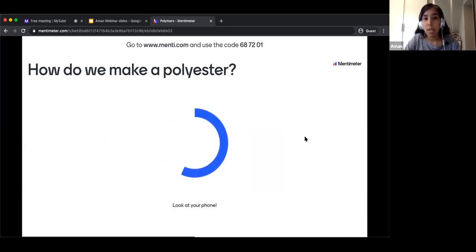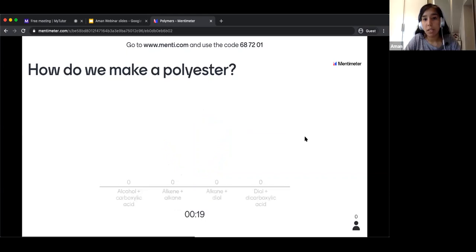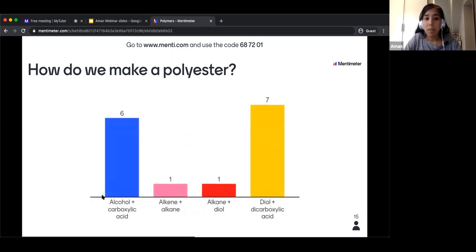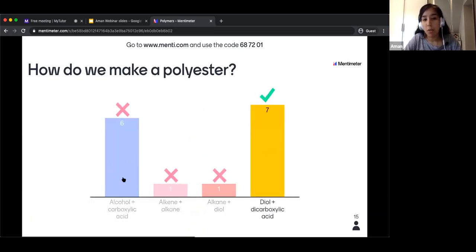How do we make a polyester? So is it an alcohol and carboxylic acid, an alkene and an alkane and a diol, or a diol and a dicarboxylic acid? So a diol is a dialcohol molecule. So what do we think? So this is what we just covered now with condensation polymerization. So the answer is diol and dicarboxylic acid. Excellent. Yep. So this is how to make an ester, alcohol and carboxylic acid. A polyester is made from a diol and dicarboxylic acid. Alkene and alkane don't really react together, and an alkane and diol isn't correct either. It's a diol and a dicarboxylic acid.